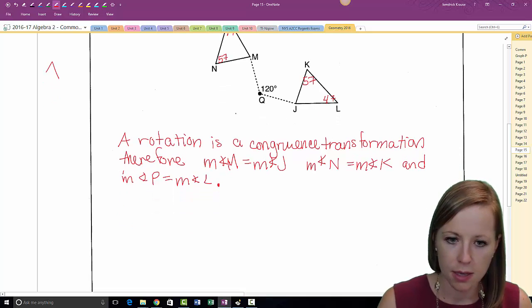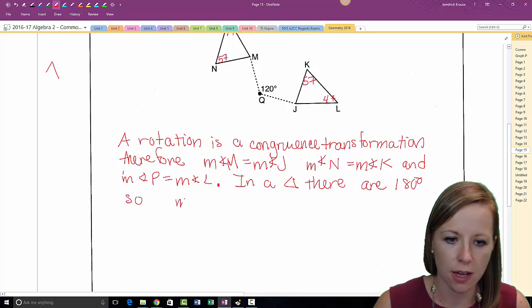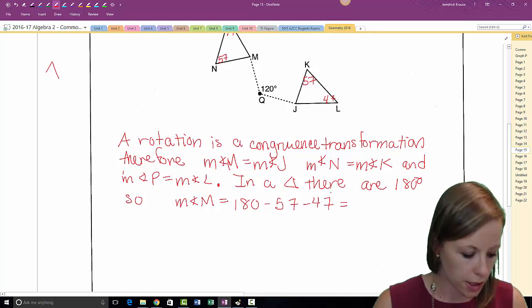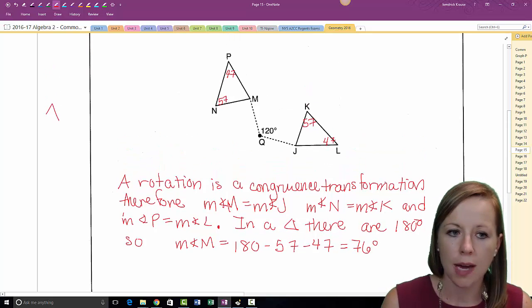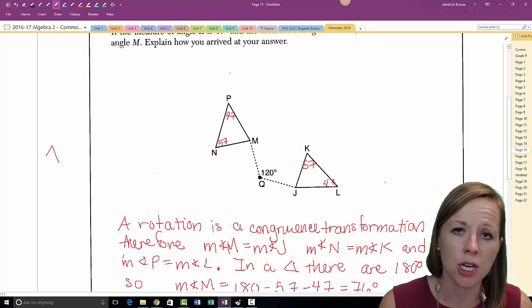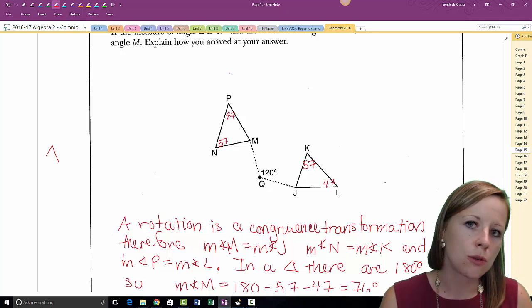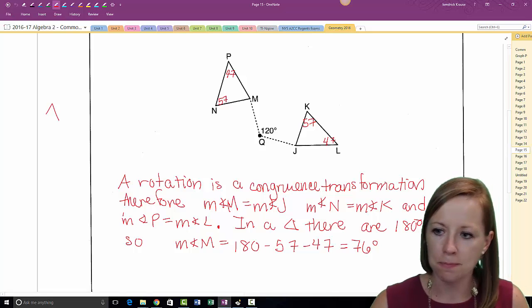Okay, so in a triangle, there are 180 degrees. So the measure of angle M is equal to 180 minus 57 minus 47, which is 76 degrees. Just explaining that: you had to say something about it being a congruence transformation, and then say something about the total number of degrees in a triangle being 180. Those are two things I think every geometry student knows or can learn very easily, okay?